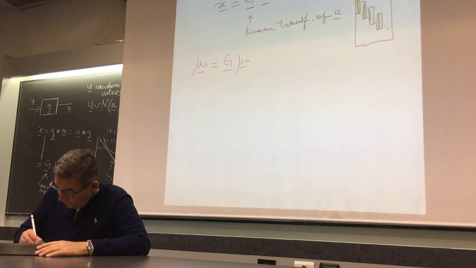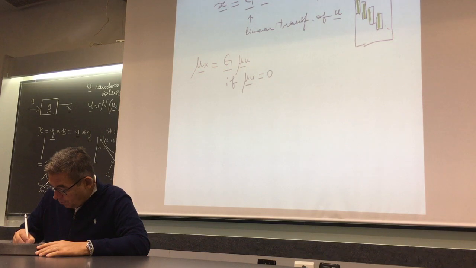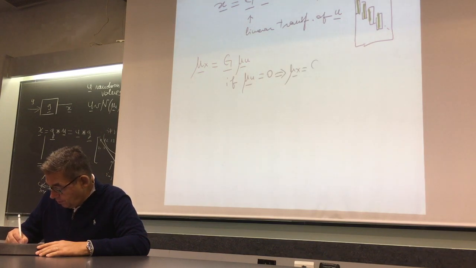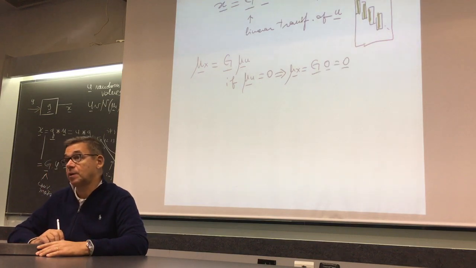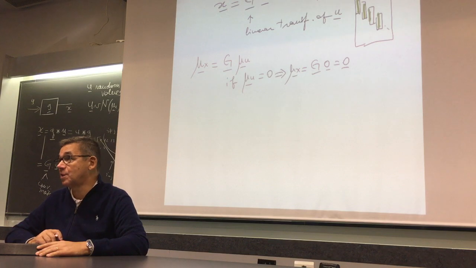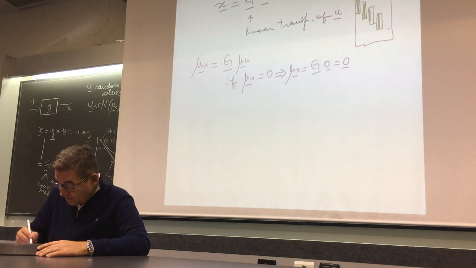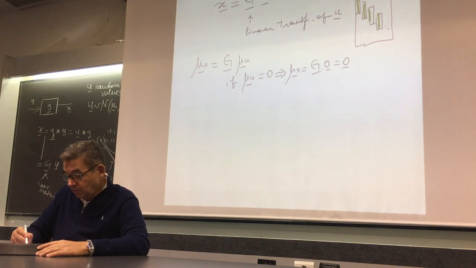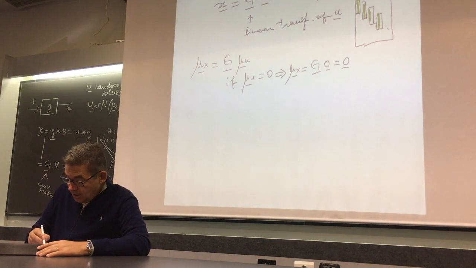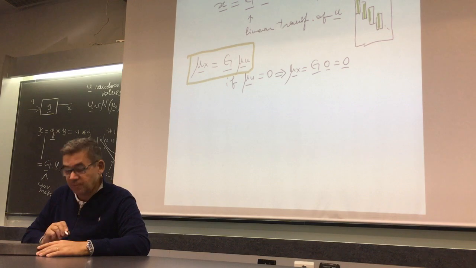Now, if mu u equals 0, then mu x is equal to g multiplied by 0, which is 0. Okay? So if I have a zero mean, I get zero. It means that this is a special case. So in yellow is the general property.